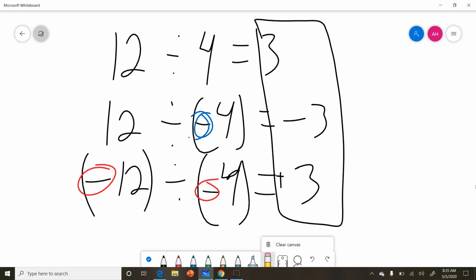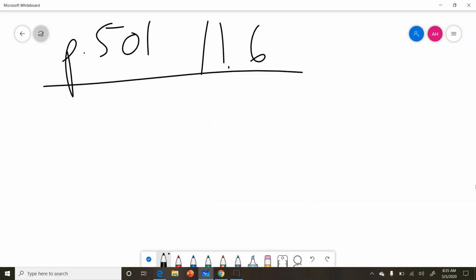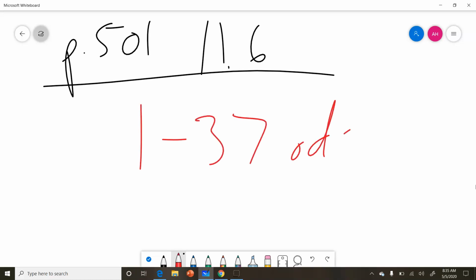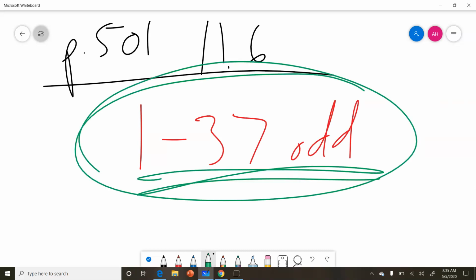So that's nice and dandy. Our homework is on page, can you guys believe it, 501. We made it to page 500. We're going to do 1 through 37 odd. Make sure you don't do all of them, just do the odd ones. 1 through 37 odd, and that will be our homework that will be due on Thursday.